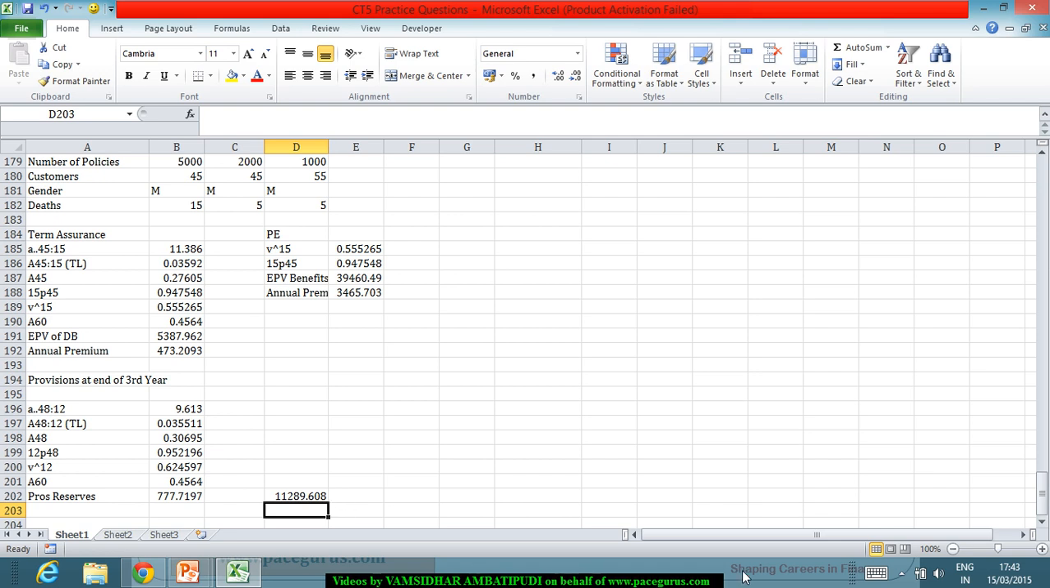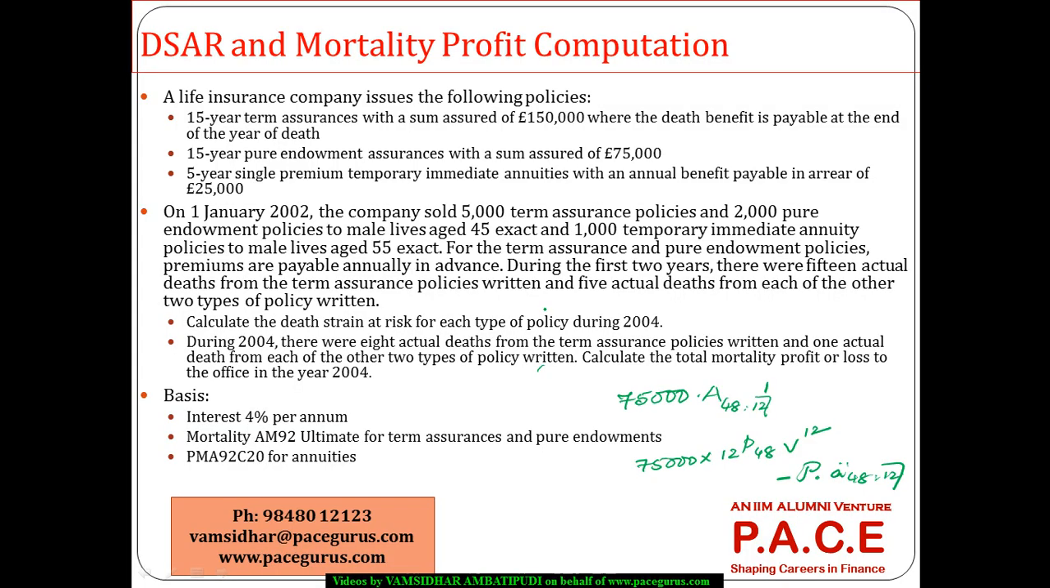Now we could also talk about the reserve that is required in case of the temporary immediate annuity, which is nothing but for the next 2 years, because it's an immediate annuity for the next 2 years, as long as the person is alive, 25,000 has to be paid. So that much should be part of the reserve. So my reserve requirement should be very straightforward: 25,000 times A double dot 58 colon 2. That is my reserve requirement.